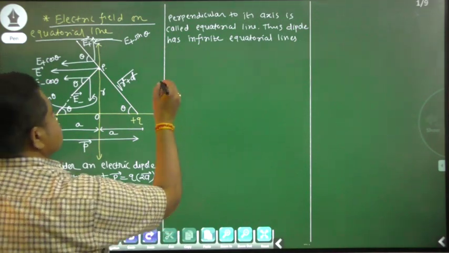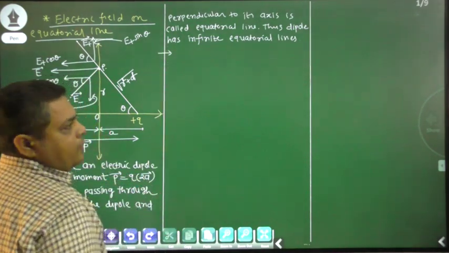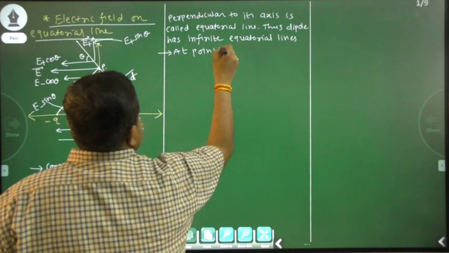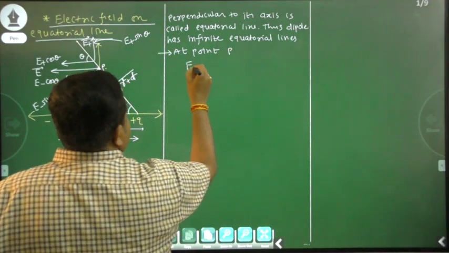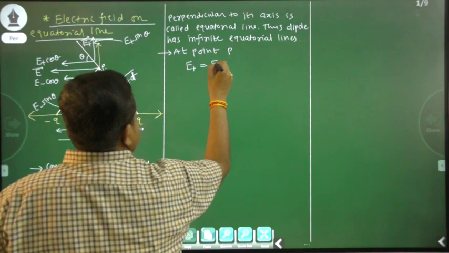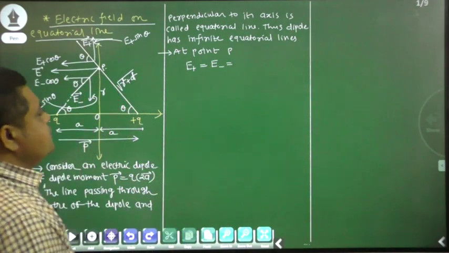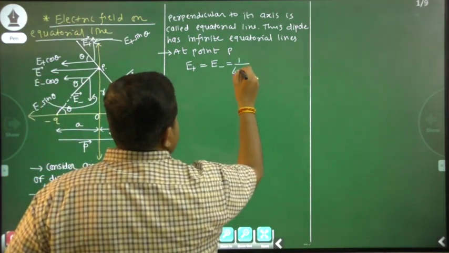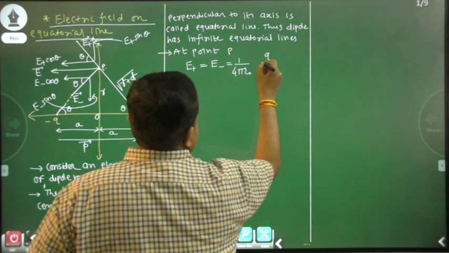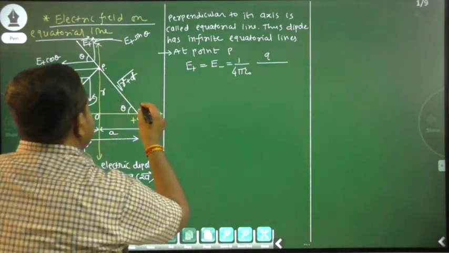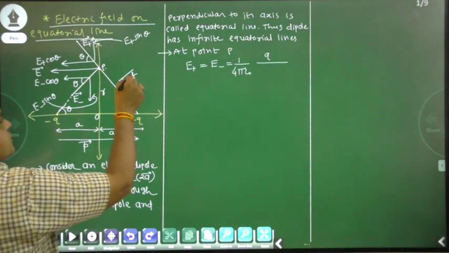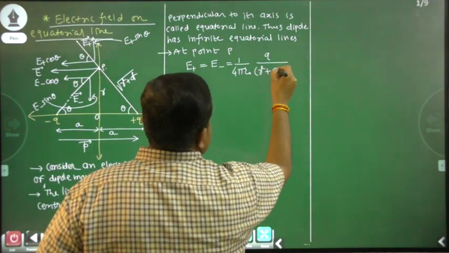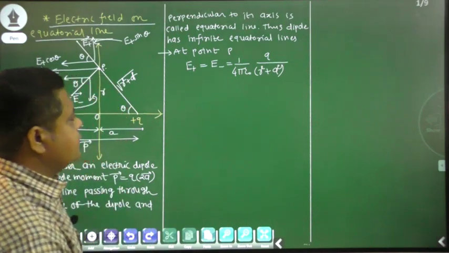Okay. At point P, the magnitude of electric field due to positive charge and the magnitude of electric field due to negative charge is 1 upon 4 pi epsilon naught, q upon the distance squared. Your distance is under root r square plus a square, so the distance squared is r square plus a square. This is the magnitude of the electric field.